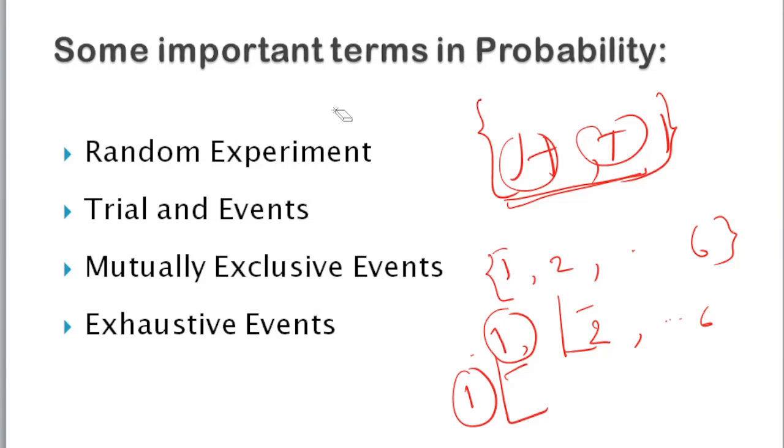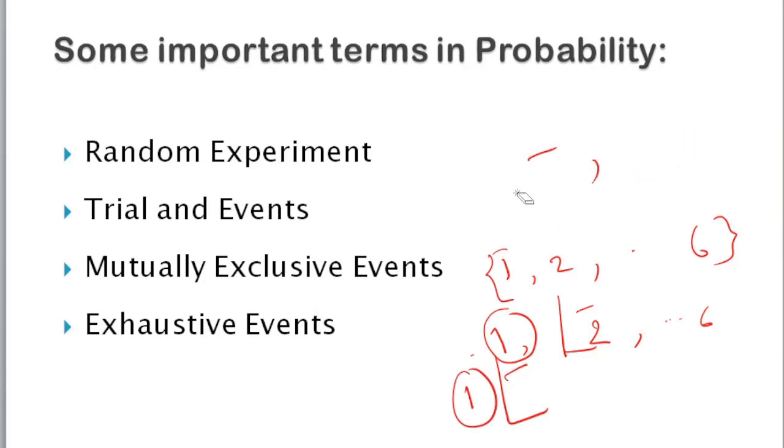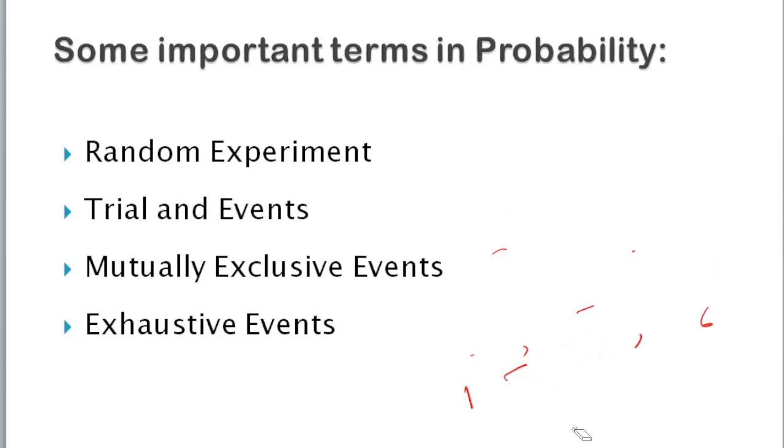Next, we are going for exhaustive events. Exhaustive events are nothing but the total number of possible events. That means the total number of outcomes in an experiment are known as exhaustive events. In a coin tossing problem, there are two exhaustive events, head and tail, and in a throwing a die problem, there are six different exhaustive cases.